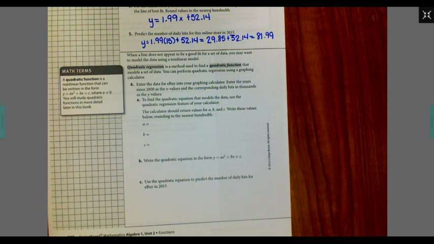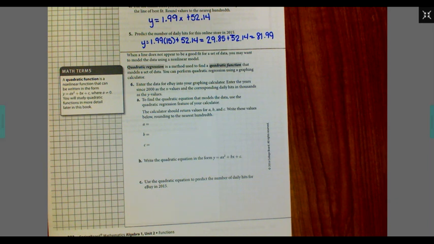When a line does not appear to be a good fit for a set of data, you may want to model the data using nonlinear models. Quadratic regression is a method used to find the quadratic function that models a set of data. You can perform a quadratic regression using your graphing calculator. Enter the data for eBay into your graphing calculator. Enter the years since 2000 as the X values and the corresponding daily hits in thousands as the Y values.